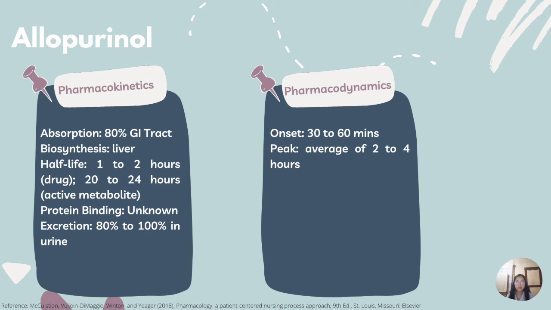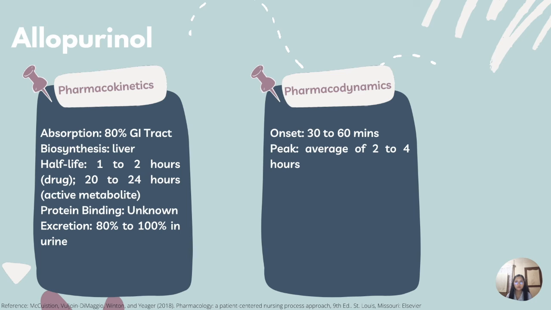As for the pharmacokinetics, allopurinol is well absorbed from the GI tract. Biosynthesis of uric acid occurs in the liver in pure form and as active metabolites. The half-life of allopurinol itself is 1 to 2 hours, and about 20 to 24 hours for its active metabolites. The protein binding percentage of allopurinol is unknown. As for excretion, approximately 80% to 100% of allopurinol and its metabolites are excreted in the urine.